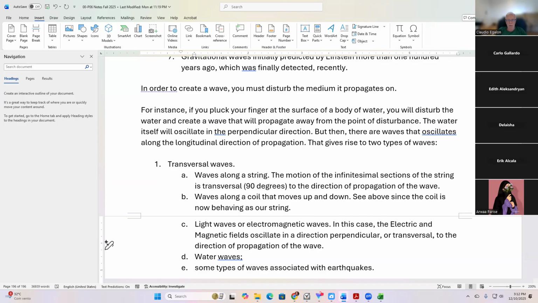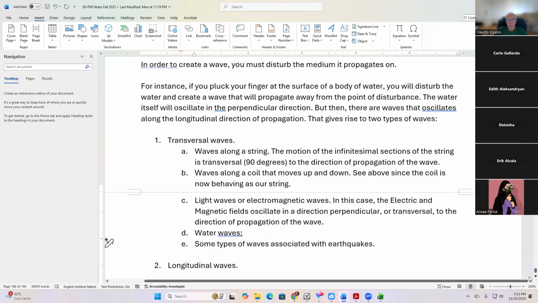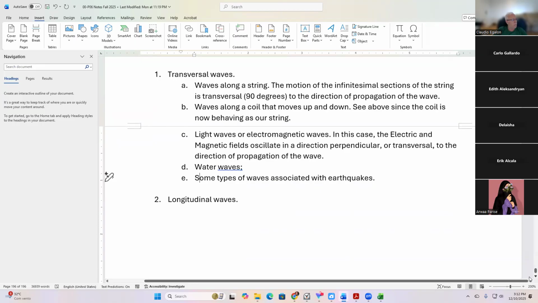Water waves are transversal as well, and some waves associated with earthquakes are transversal, others are longitudinal waves. Now, which is an example of a longitudinal wave? Here you go: sound waves.